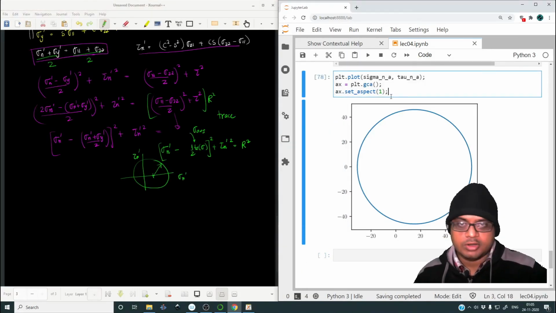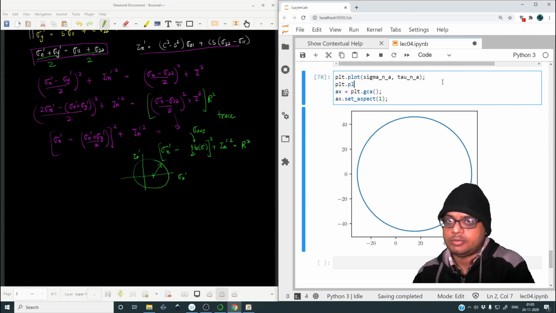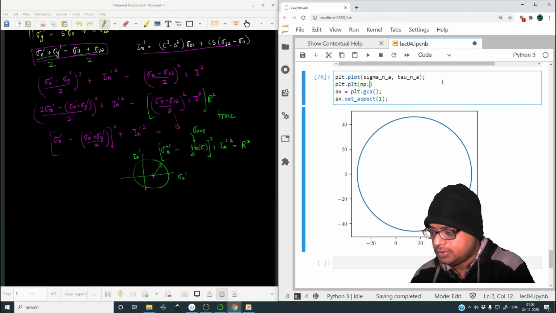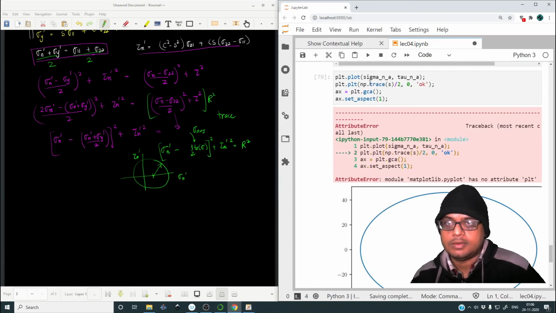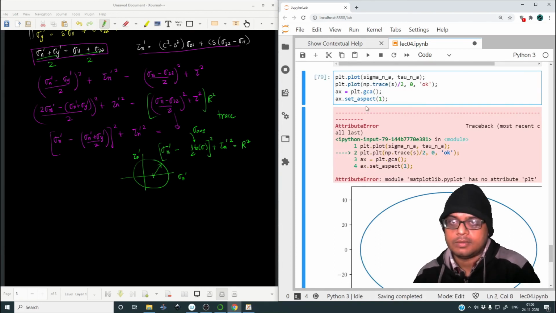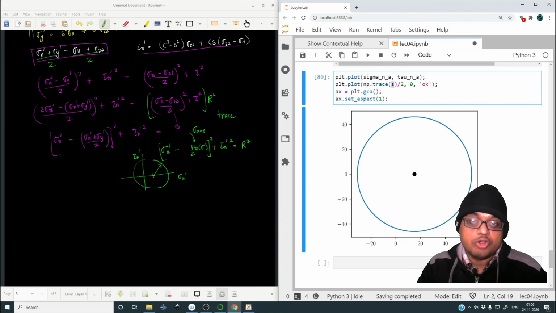So on top of this plot, let me plot the center of the circle. plt.plot, so the x point will be half of the trace, np.trace of S divided by 2, comma 0, and let me mark it by a black point. Okay, so this is indeed the center, and that is simply the trace of S, and we don't need the transformed matrix to find out the location of the center.